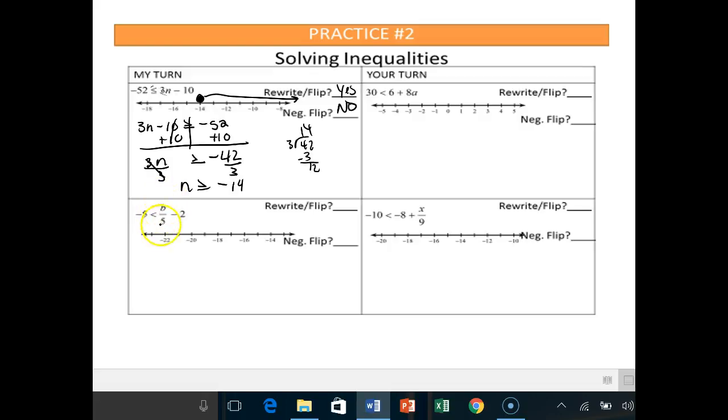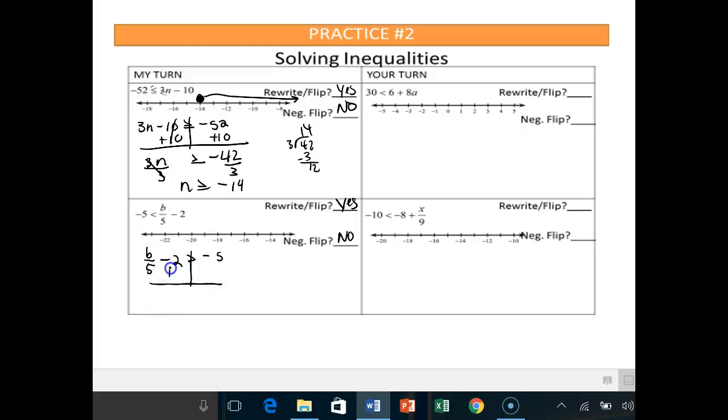Do I need to rewrite flip on this one? Again, the answer is yes. Is my variable attached to a negative? The answer is no. So one rewrite. So again, write this exactly as it is. b over 5 minus 2 greater than, so flip the sign, was less than, now it's greater than, negative 5.